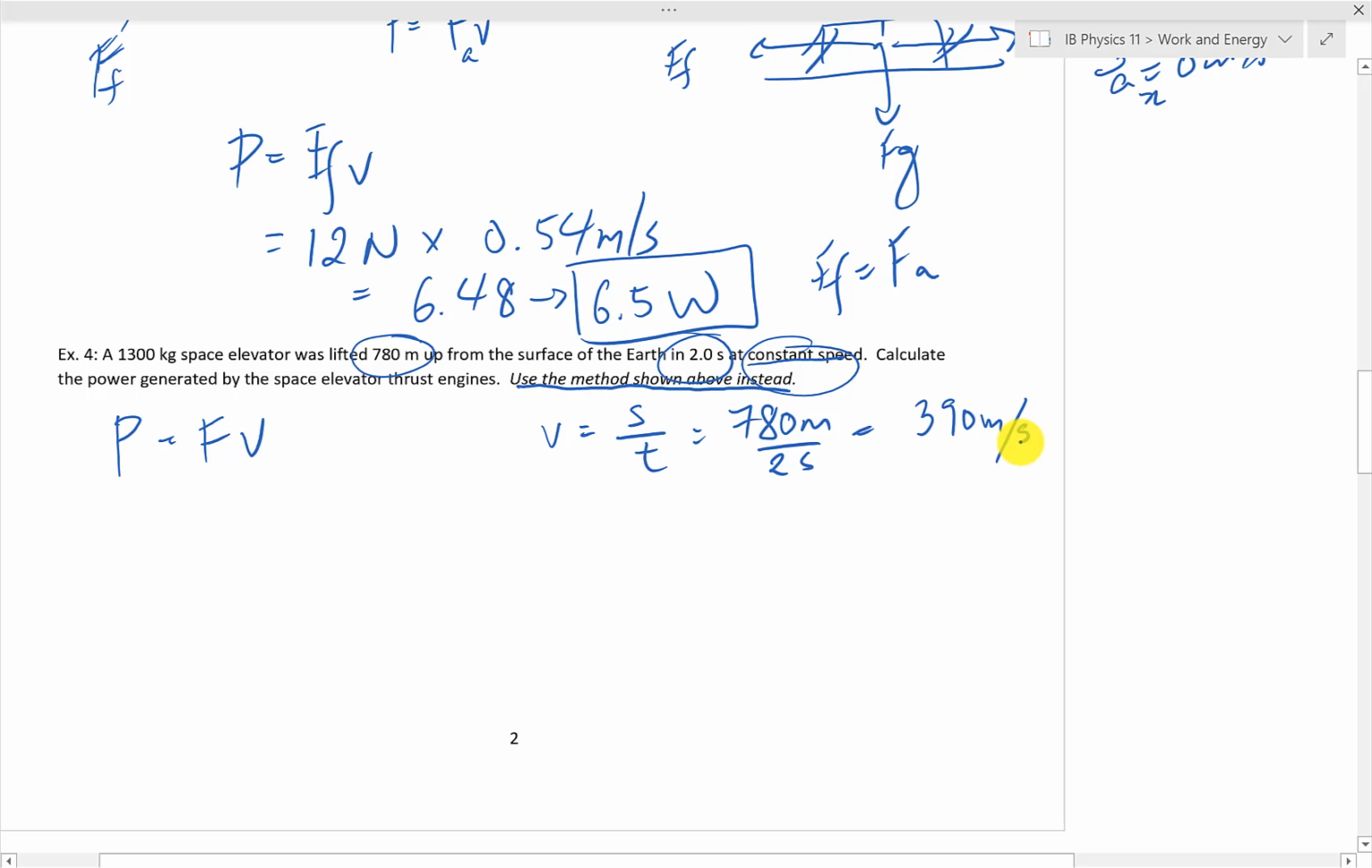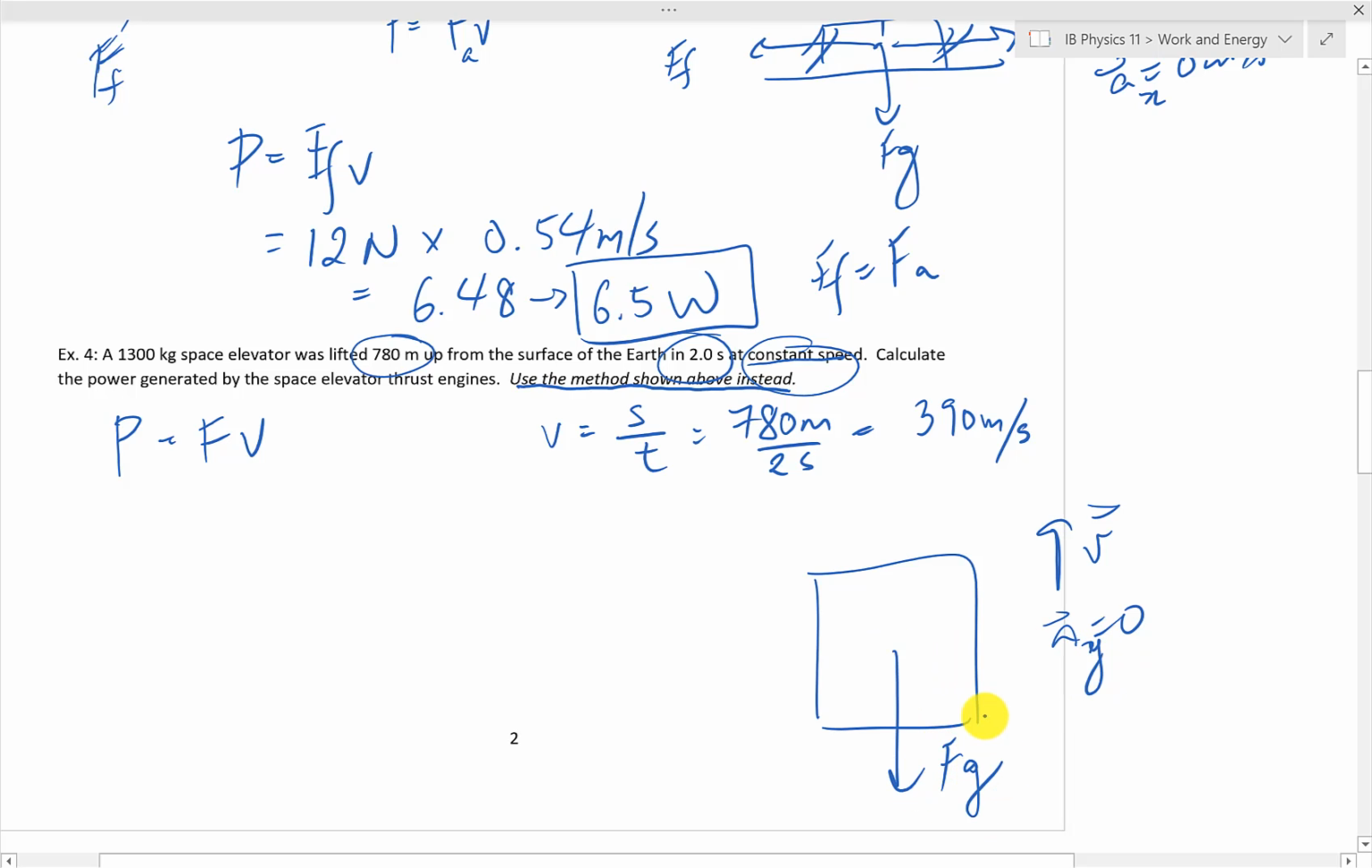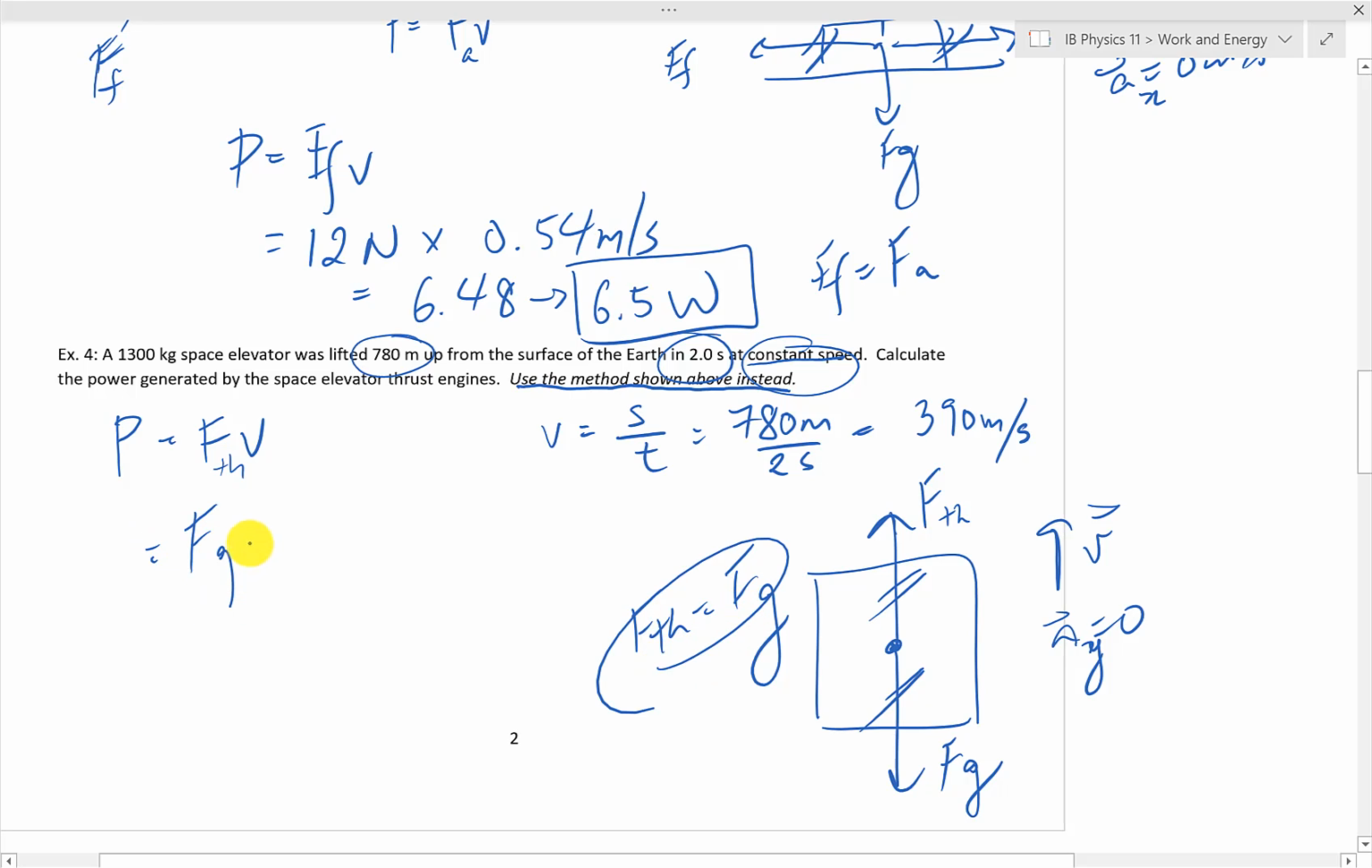But then for the force, we've got to analyze this one a bit, okay? So we got an elevator. It is moving up, and the good thing is it's moving at constant speed with acceleration of 0. And we have the force due to gravity acting on the space elevator and some thrust engines applied in the upwards direction. So I'm going to use FTH for thrust. Okay, and since it's moving up at a constant velocity, we know that these two forces must be equal and opposite, which means for the power, I do need the force of the thrust engines. Since it is equal to Fg, I can use Fg instead.